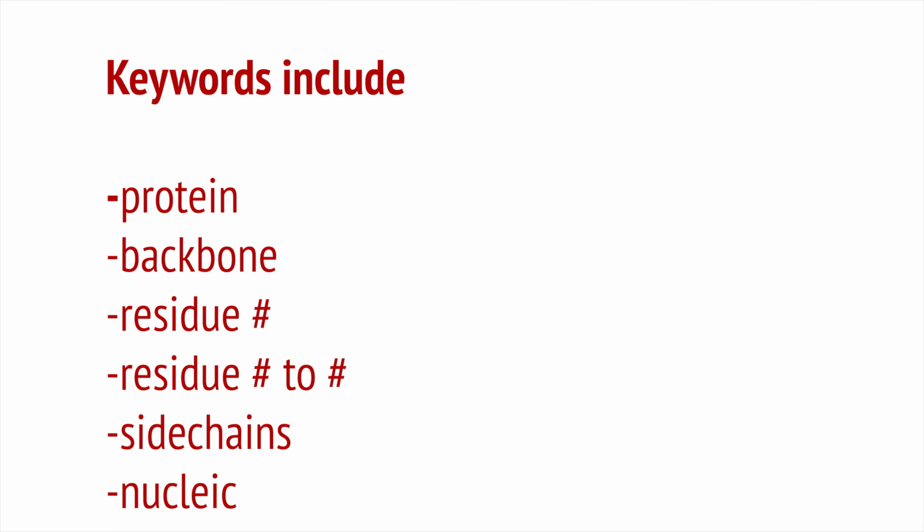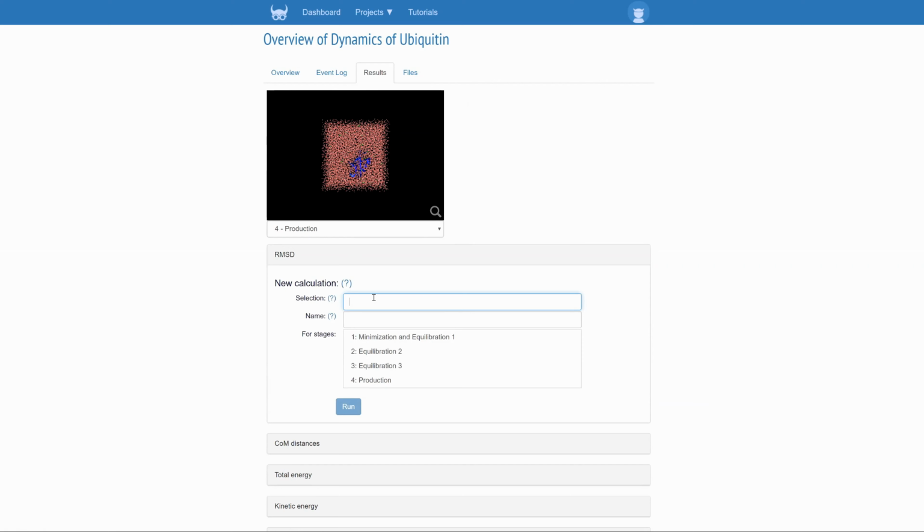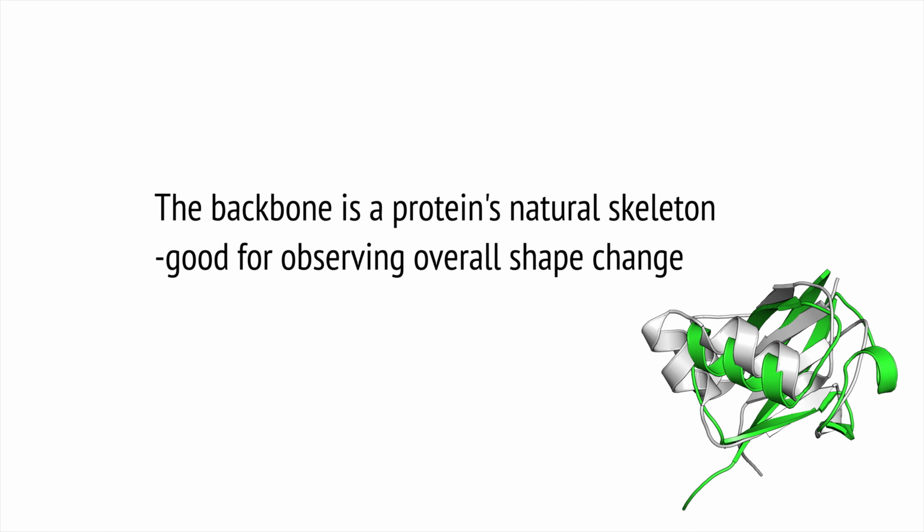Some possibilities for keywords include protein, backbone, residue number to another residue number, side chains, and nucleic. Here we chose the keyword backbone, meaning that we have omitted calculating the RMSD for the side chains and solvent molecules of our system. The backbone is a natural skeleton for the protein, and therefore it's a good way to keep track of overall shape changes.